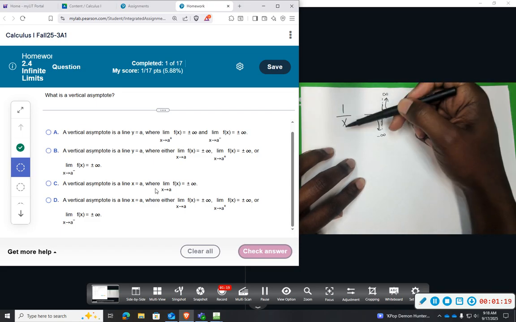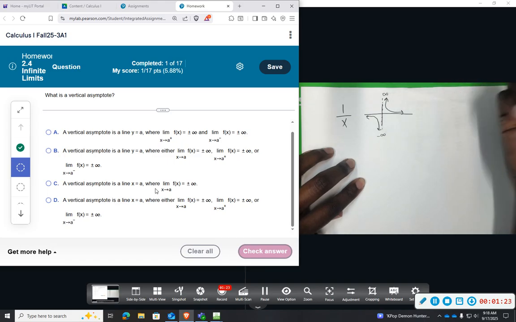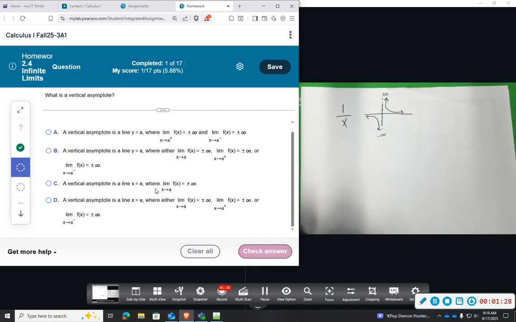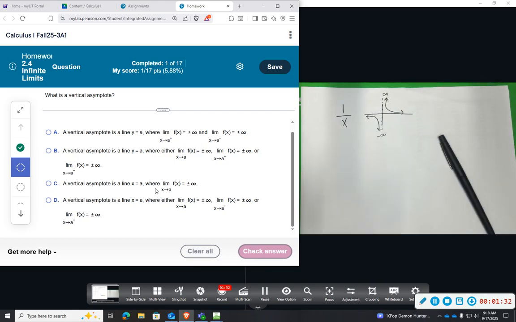The only way that the limit would be positive infinity or negative infinity is if both sides went up or both sides went down. However, that doesn't happen, and we still have a vertical asymptote. So C doesn't quite satisfy the definition. However, we look at D.